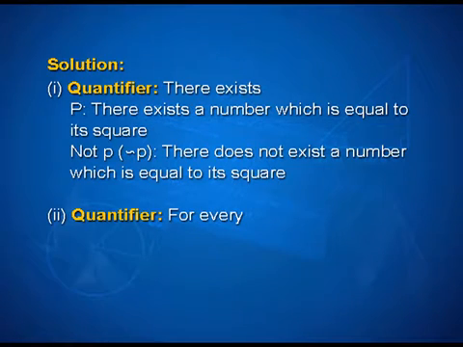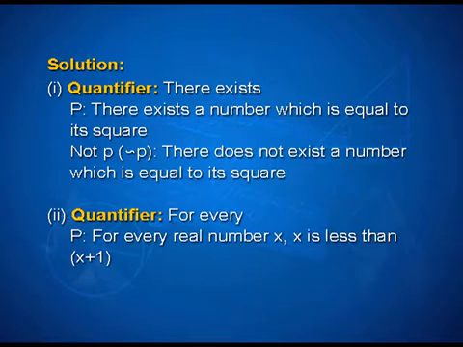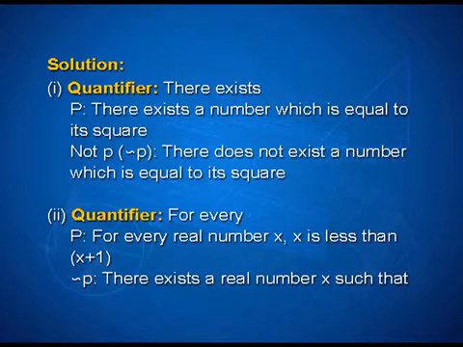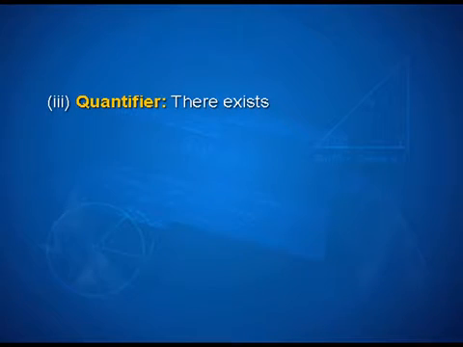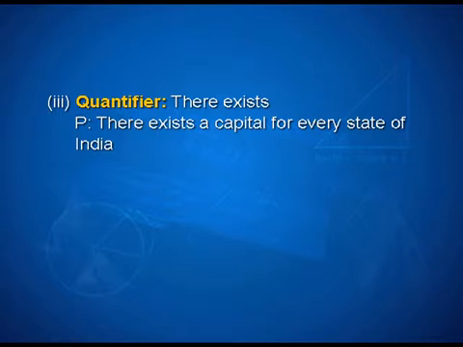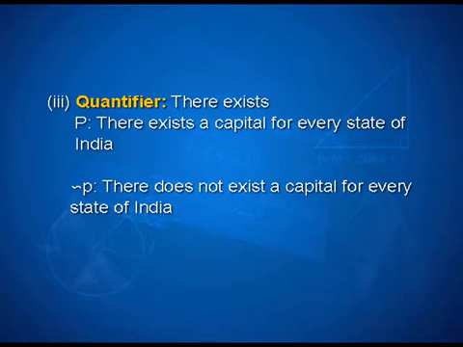In the second case, the quantifier is for every. P is for every real number x, x is less than x plus 1. So, not P will be there exists a real number x such that x is not less than x plus 1. In the third case, the quantifier is there exists. Statement P is there exists a capital for every state of India. Not P is there does not exist a capital for every state of India.